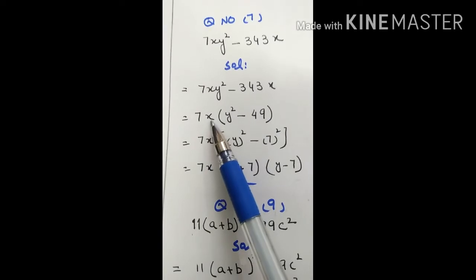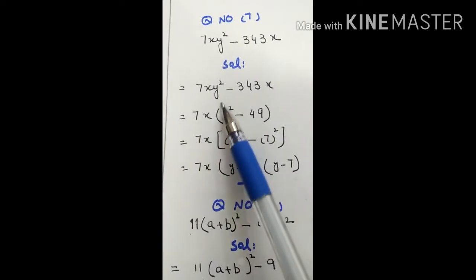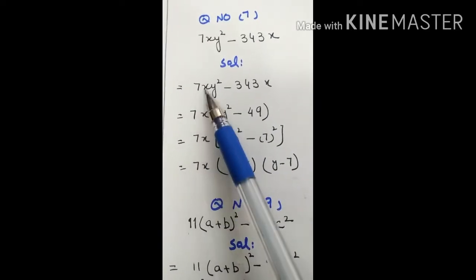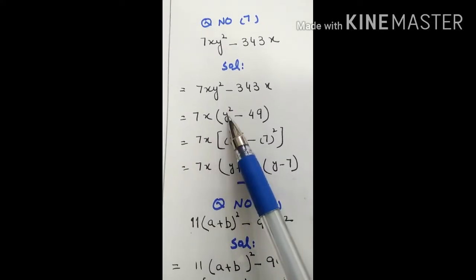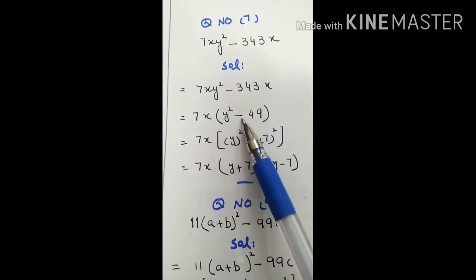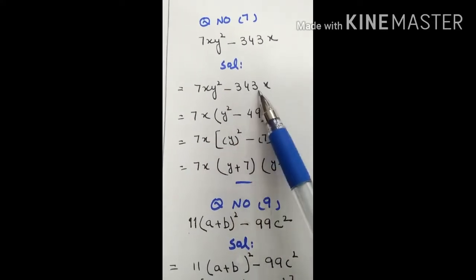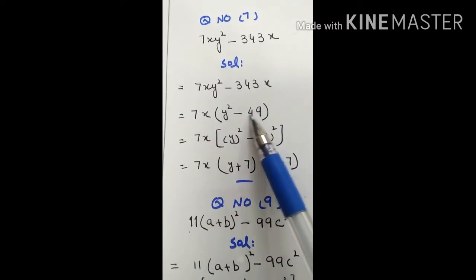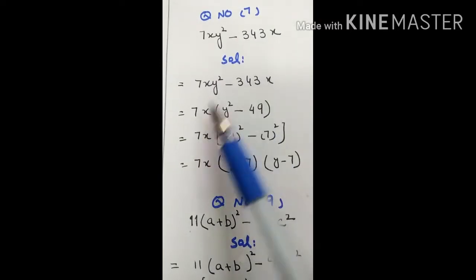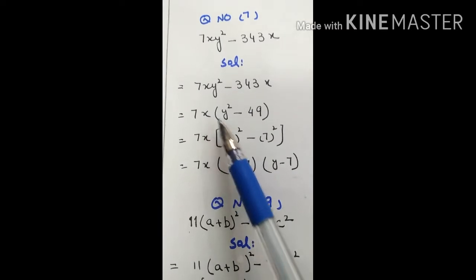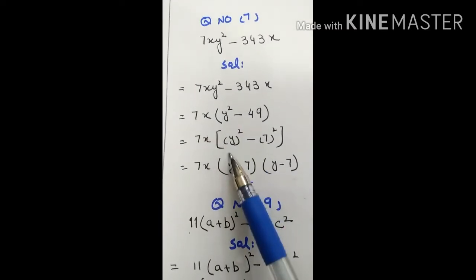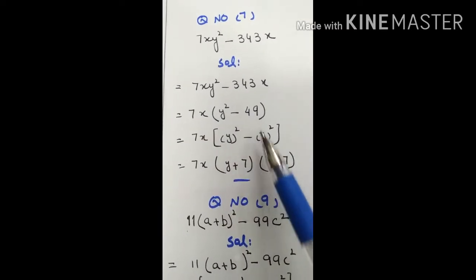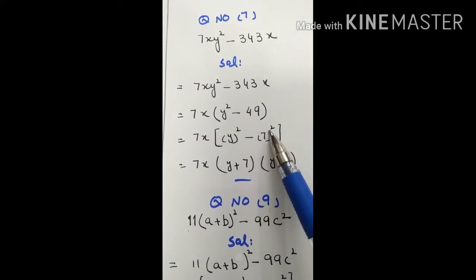7x can be taken as common. Now what is left? 7 taken common, x taken common, y square is left. Minus sign as it is. Divide 343 by 7. This is 49. We have taken x as common already. Take the square root of y square, this is y. Take the square root of 49, that is 7.